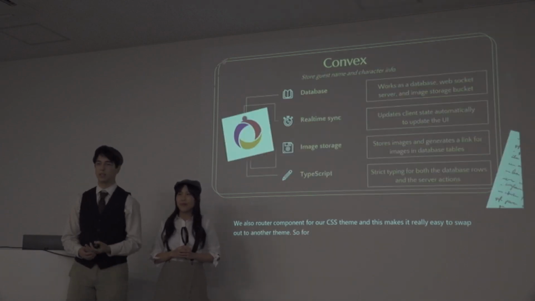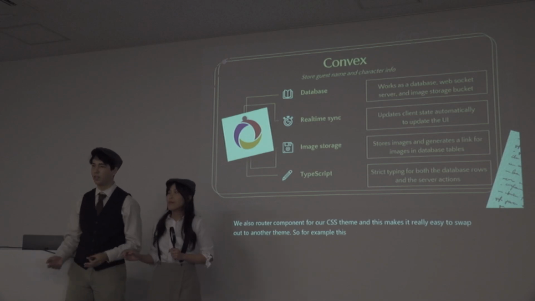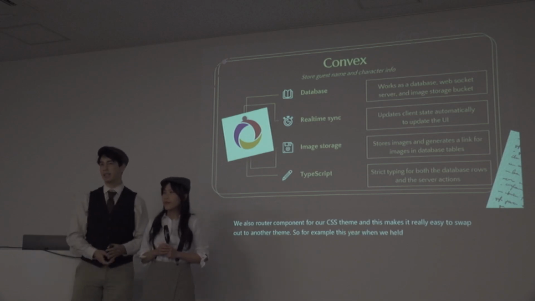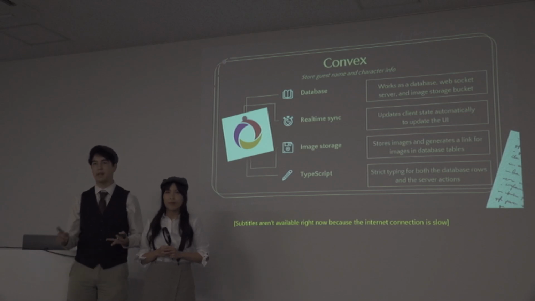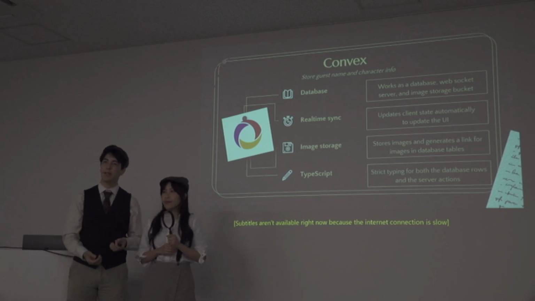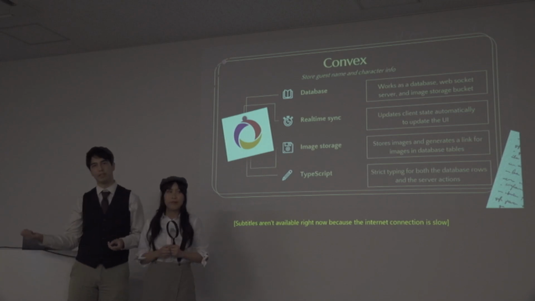We use Convex to store guest names and character information. Convex is an all-in-one backend solution that includes support for a database, an image storage bucket, and has real-time sync. So whenever your data changes, it'll automatically send updates to all your clients immediately.